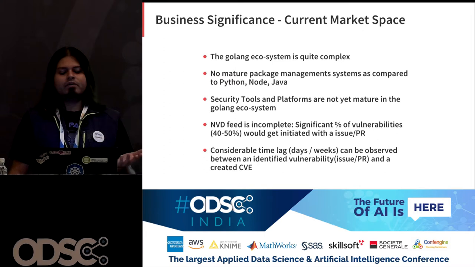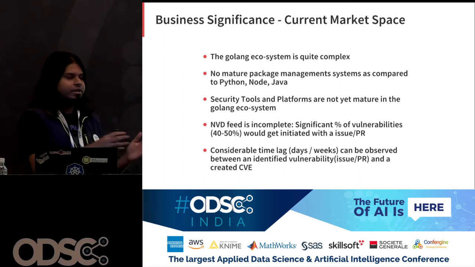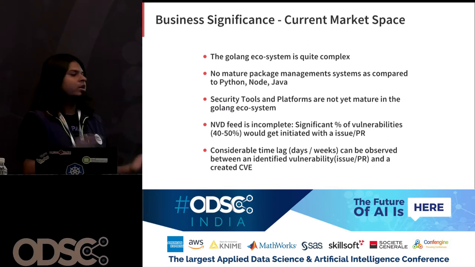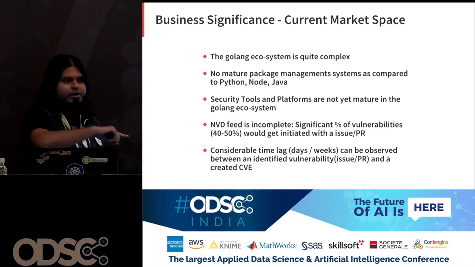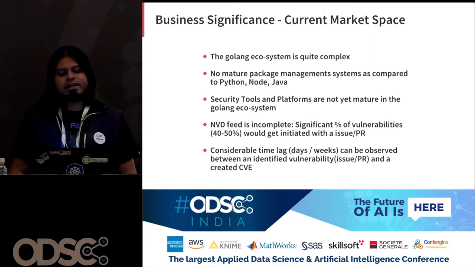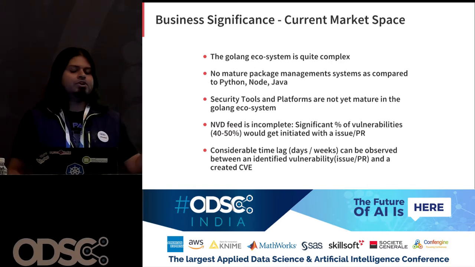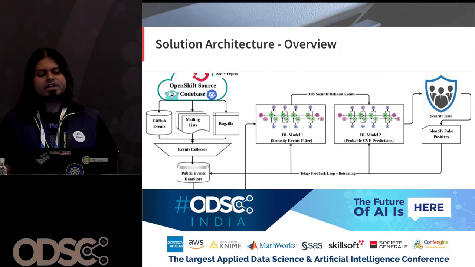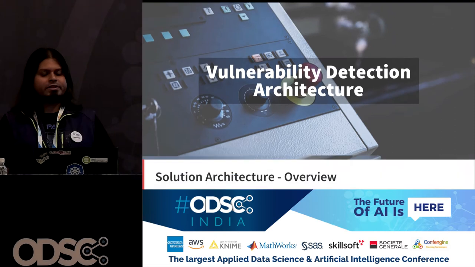A significant number of vulnerabilities only get initiated after an issue or PR is filed. So people will not report these publicly a lot. You saw that graph right at the bottom, right? Golang is the least as compared to the other ecosystems. And we talked about the time lag of an issue being reported versus being publicly filed. So what is the architecture we are using for our vulnerability detection?